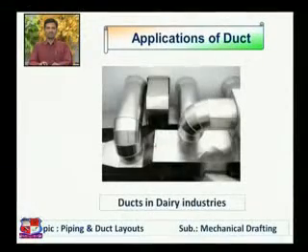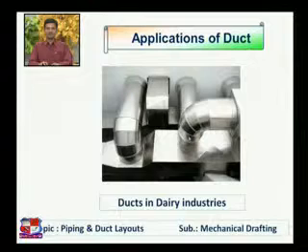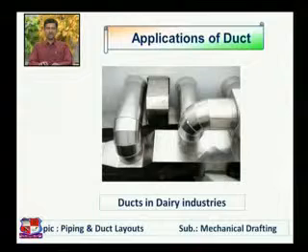The next application of duct is in the dairy industry. These kinds of ducts can be used in the dairy industry. Here inclined ducts are there. Here a 90-degree elbow is not used, some other degree elbow is used. This kind of elbow is widely used to reduce the frictional losses, because if a 90-degree elbow is there, the frictional losses would be higher, but with this gradual inclination or gradual movement the losses would reduce.